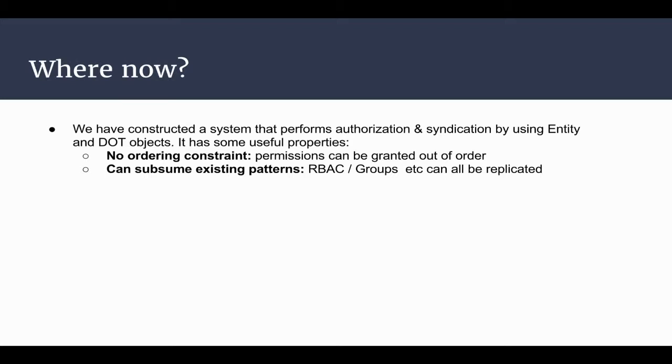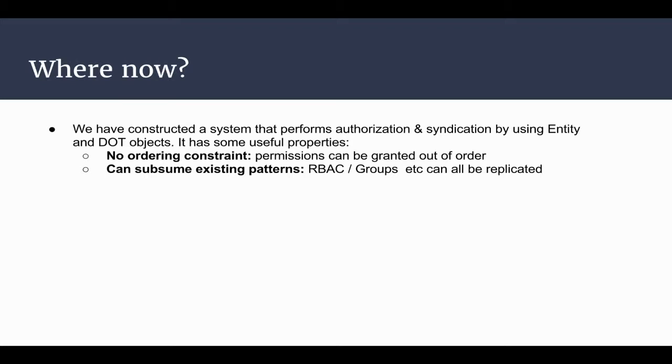So we actually don't have any ordering constraints. Because of the way that the DOT graph is traversed and created, I can grant permissions that I don't yet have, and that will appear as an unconnected edge in the global graph. And then when I receive those permissions later, that edge could potentially become part of a path and become useful. So this no-ordering constraint is very useful for deployments in IoT devices.